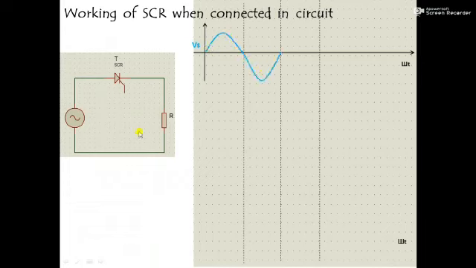This represents the supply voltage Vs. So this is your positive half cycle, this is your negative half cycle. When the positive half cycle is applied, anode becomes positive, cathode becomes negative. So this is the important condition required for turning the SCR on.